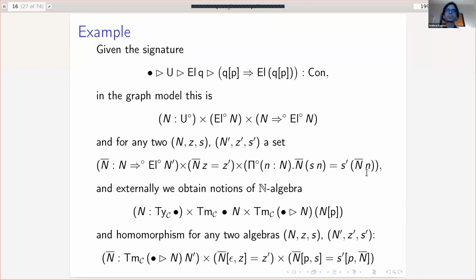Okay. And if I look at this externally, I get an external notion of algebra for any model, and an external notion of homomorphism with definitional equalities. So this is a definitional homomorphism for any two algebras. By definitional, I mean that these equalities are really the definitional equalities of the model C.